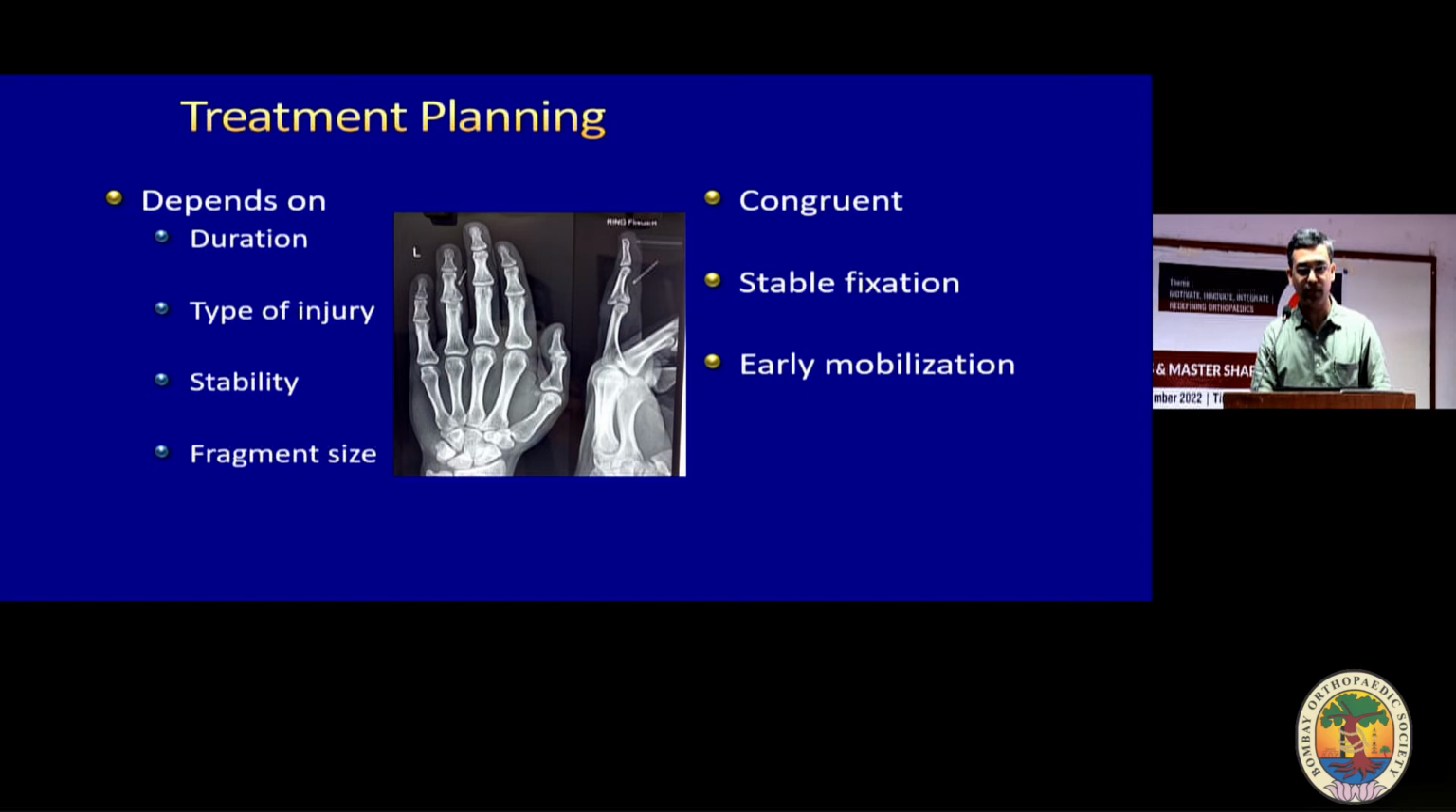The aim for all your treatment, whatever you do, everybody will talk about it in the following lectures. It should be a congruent joint. There should not be a V sign. It should be a stable fixation so that you can start moving the joint early.